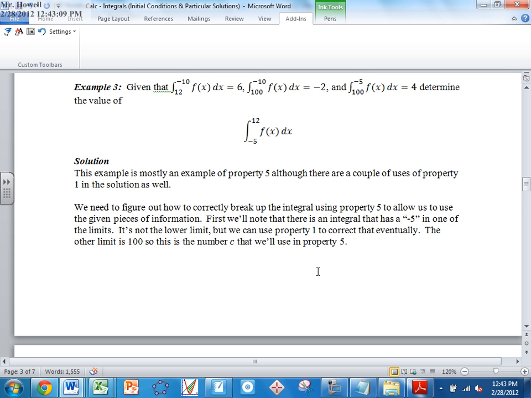Between those x values, the area between those x values under the curve, right? That's what we're looking for. So what I want you to do is start by visualizing this. We don't have a function at all. Okay, we do not have a function. But I do want you to think about it this way.